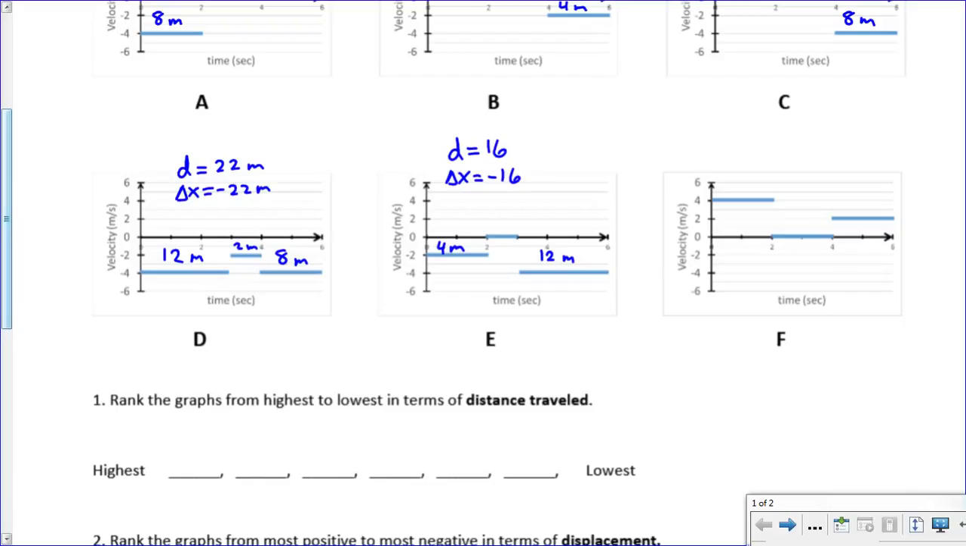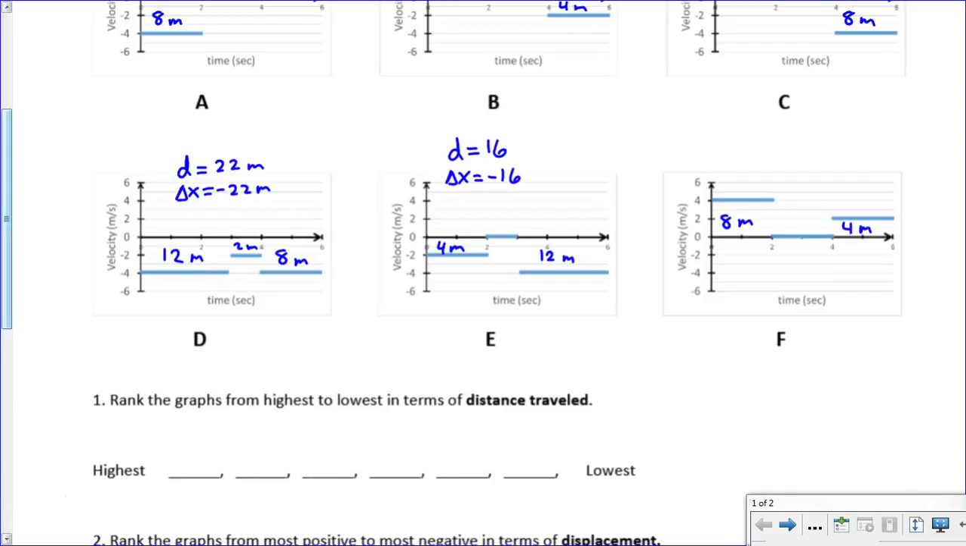Last one here, these are both positive. We've got this region here that we're looking at, and then this region here, trying to find the area of those two. This box is a 4 by 2 box, which makes it 8. And then the last box is just a 2 by 2, so that makes it 4 meters.